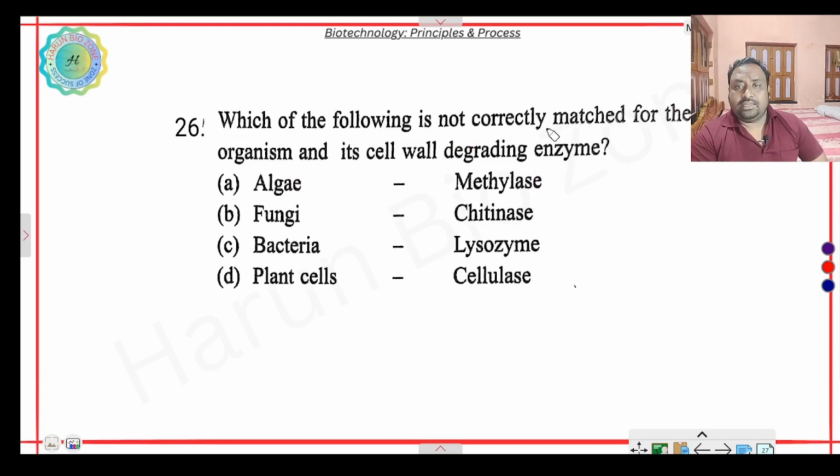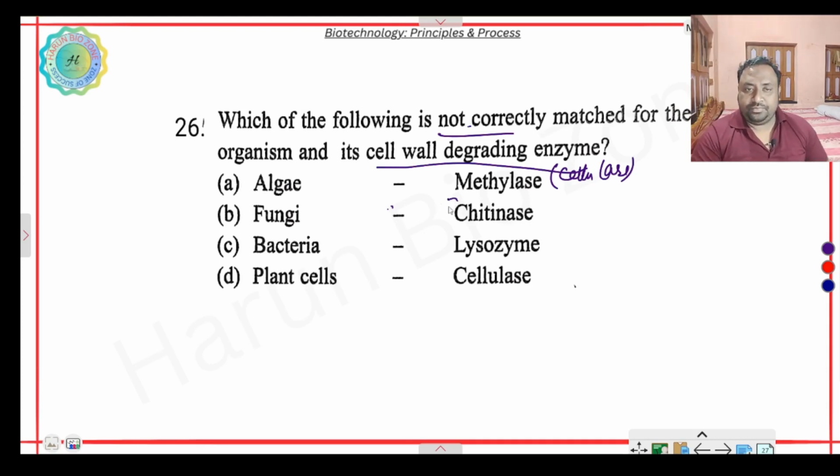Which of the following is not correctly matched for the organism and its cell wall degrading enzyme? Algae is a plant, so here cellulase, not methylase. Fungi is chitinase, and bacteria is lysozyme, because bacterial cell wall is degraded by lysozyme. Plant cell wall contains cellulose, so cellulase enzyme is used. In case of algae, there are different types of enzymes produced. So here the wrong answer is algae.